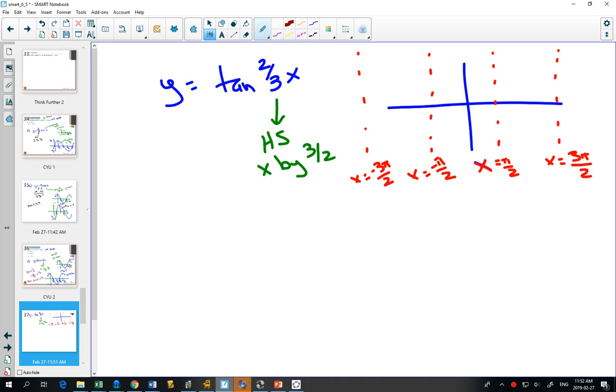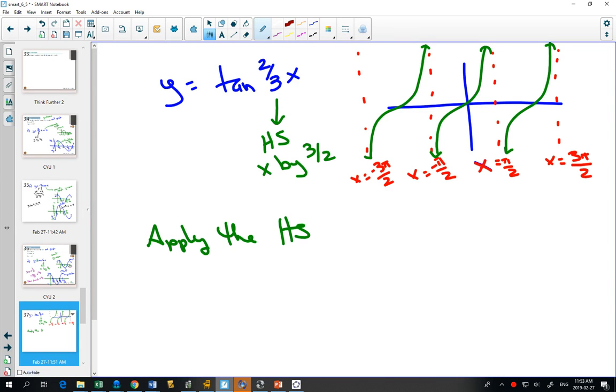And your tan graph has this basic shape, like a bunch of x cubed. To graph y equals tan of 2/3 x, what we're going to do is apply the horizontal stretch to the asymptotes.